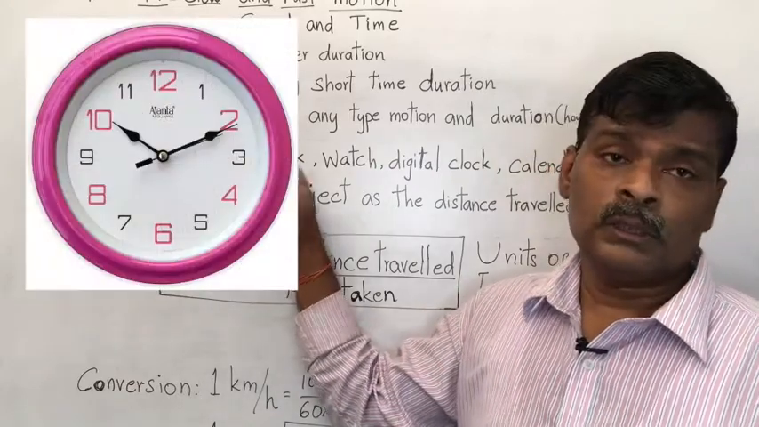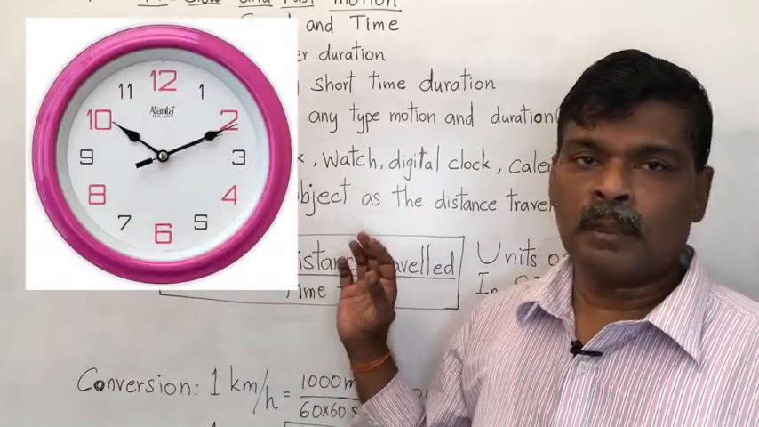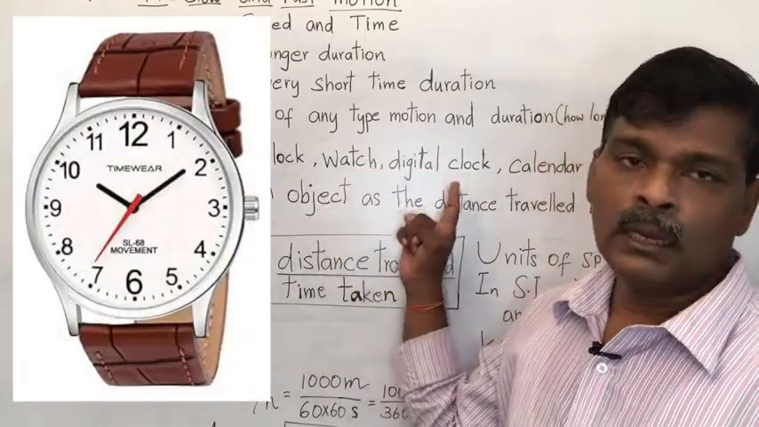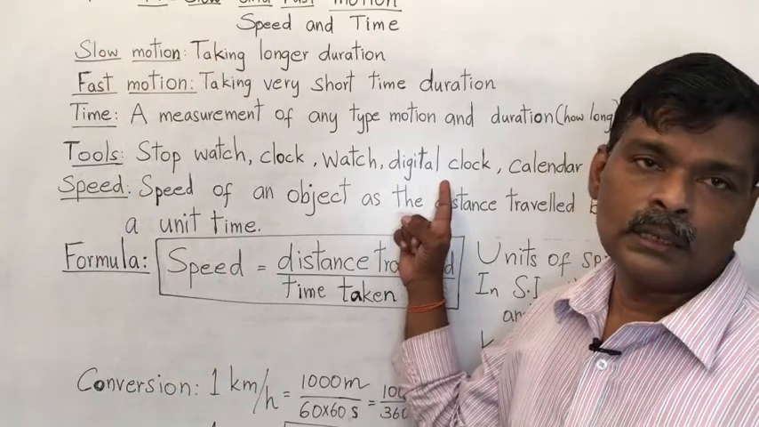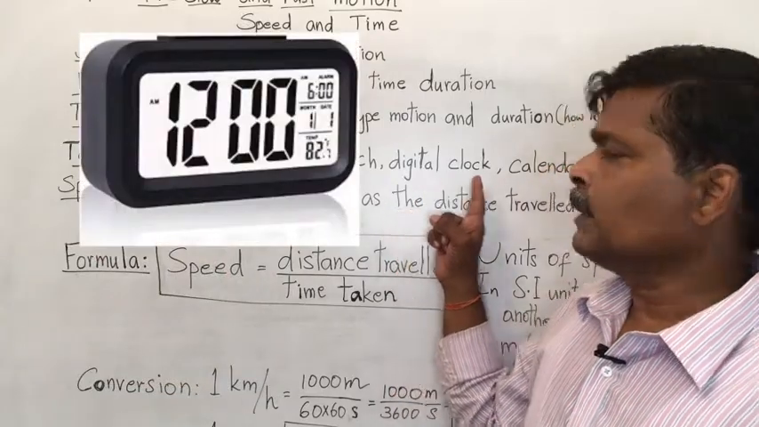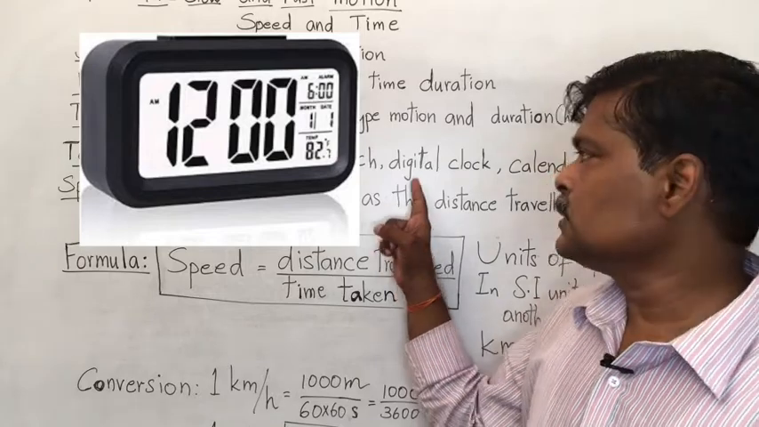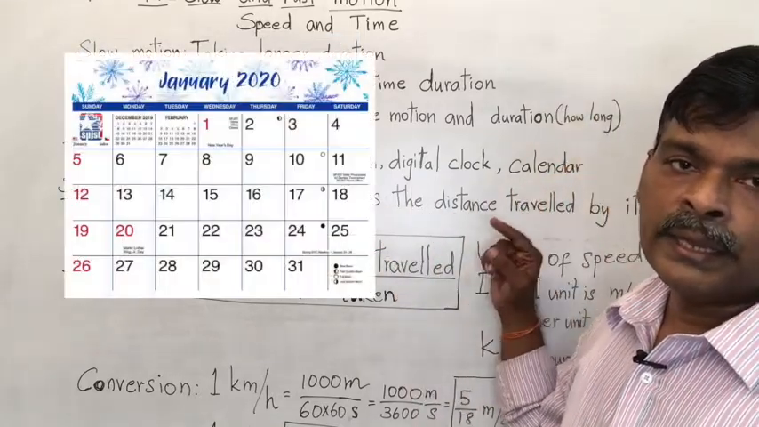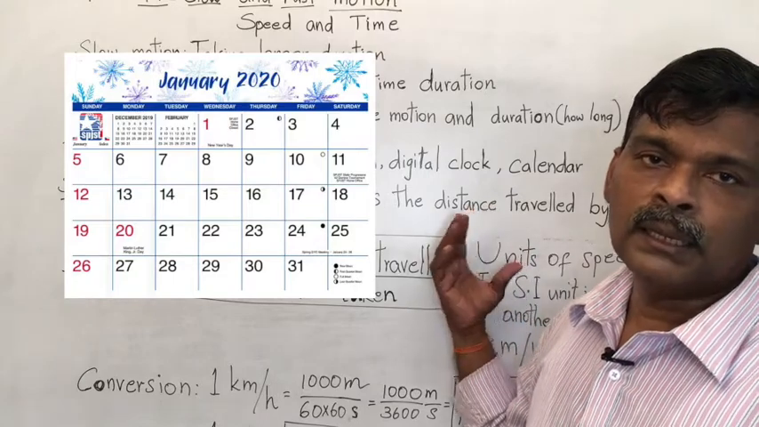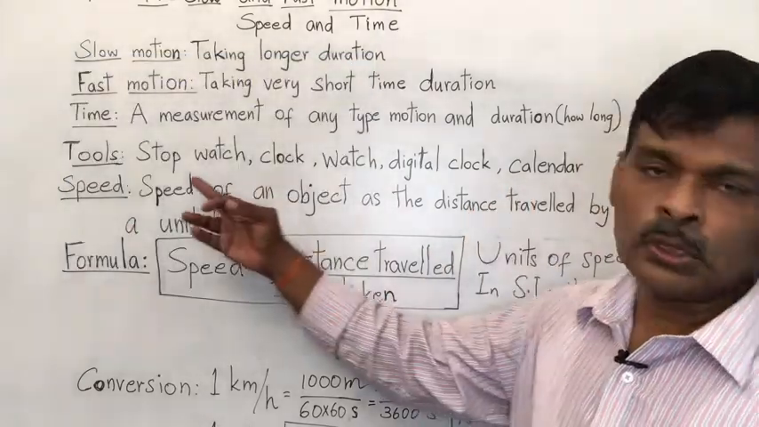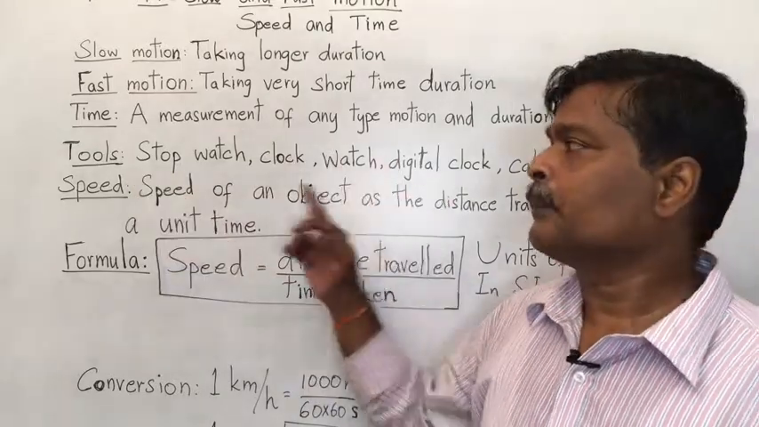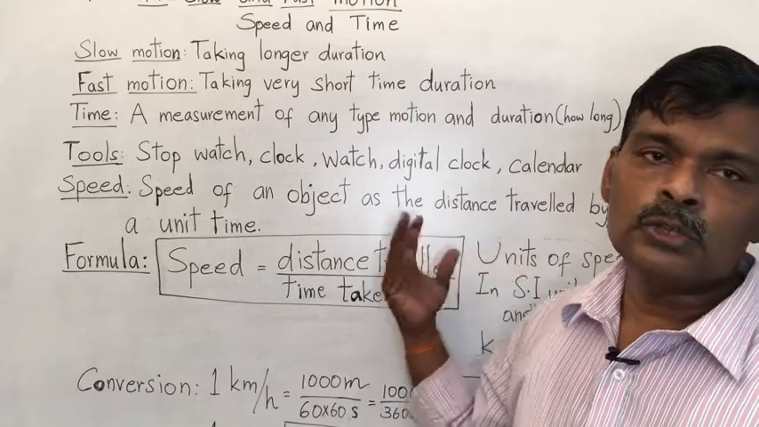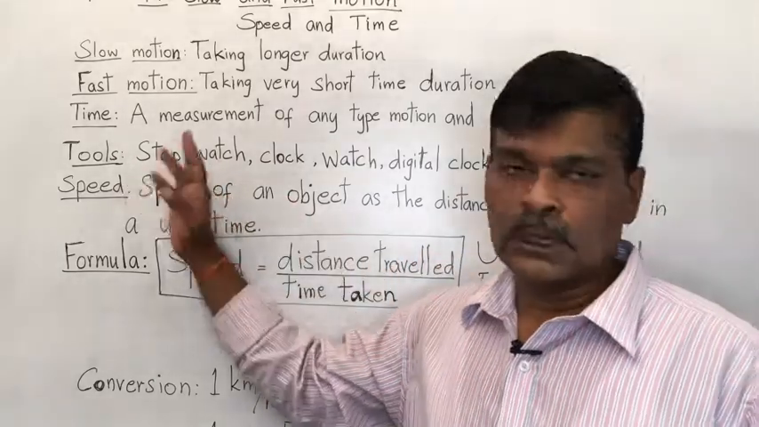Next, clock, that may be a wall clock or timepiece, whatever it may be. Next, watch, the wristwatch we are wearing. Nowadays we are using digital clocks, where we can easily find the time number-wise without arms. And calendar, which has dates, week, month, year, a longer duration of time. So stopwatch, clock, watch, digital clock, calendar are the tools we use to measure time.